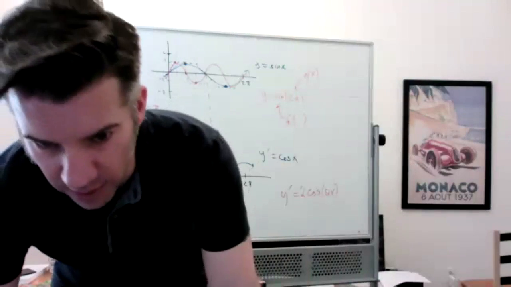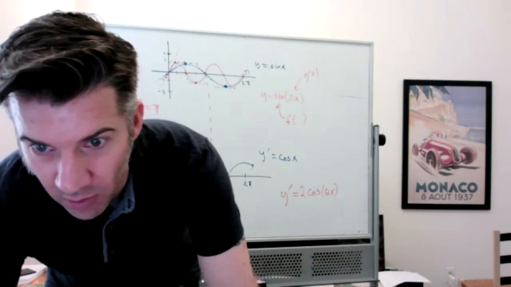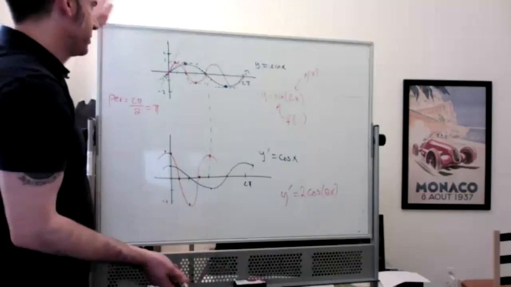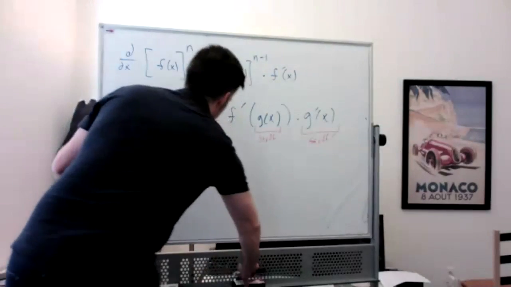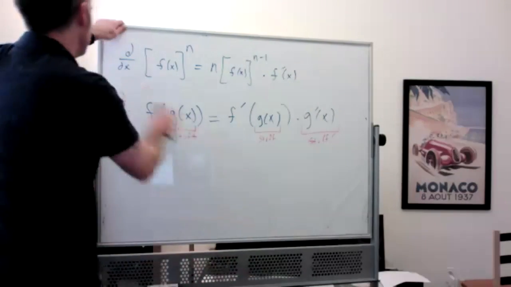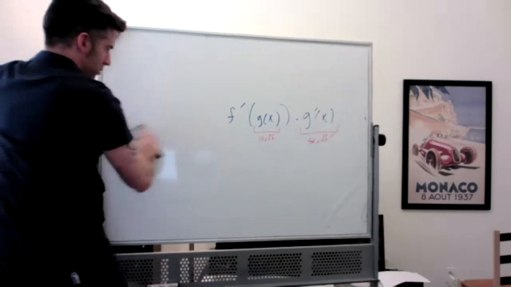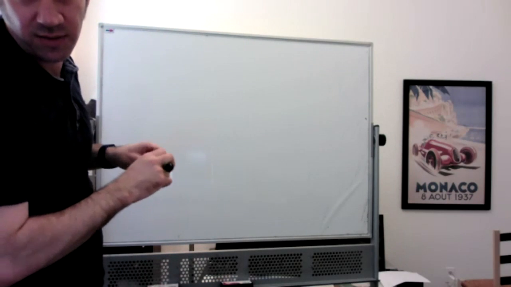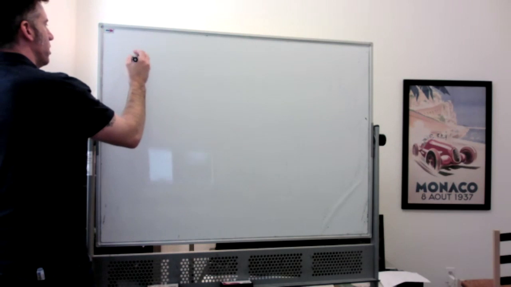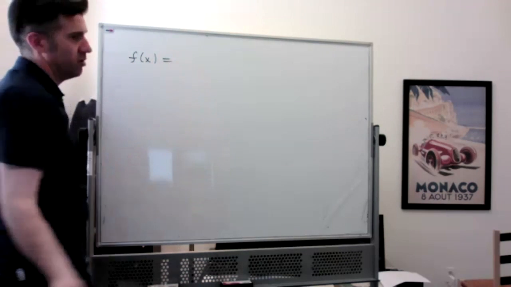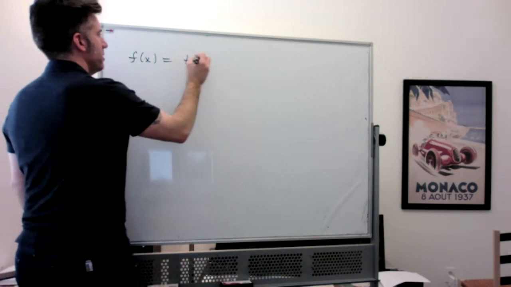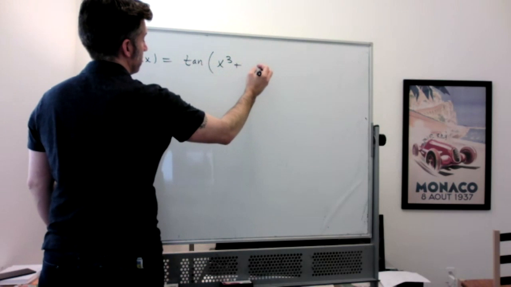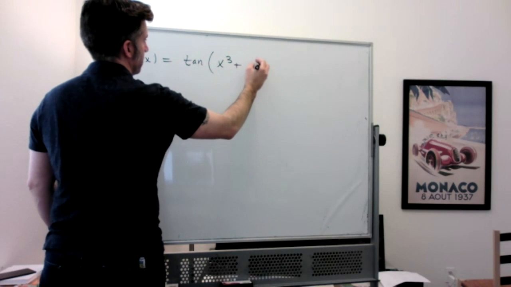So let me actually write something down here because I think it's worthwhile. Yeah, I should take a moment to write this down. Let's do a couple examples, and I'm going to write down the rules you want to know. So let's say our function f of x is, let's make it something crazy like tangent of x cubed plus 5x.